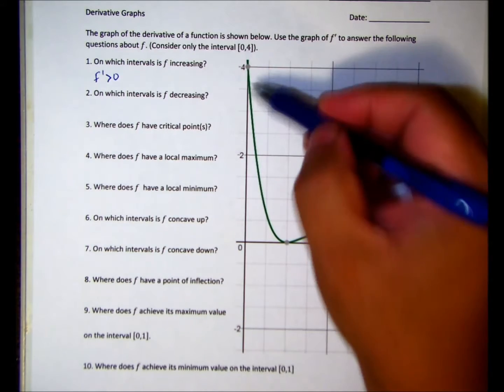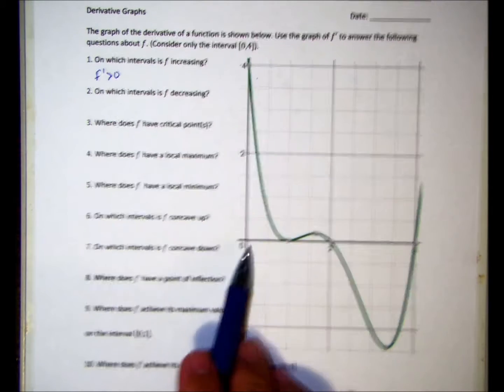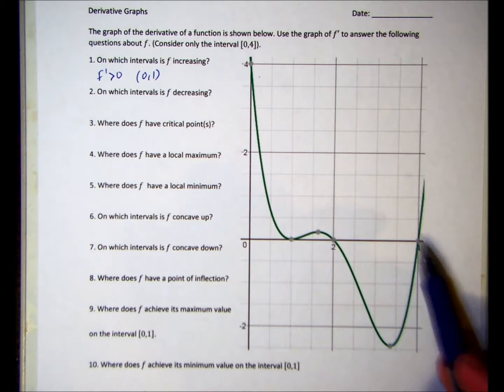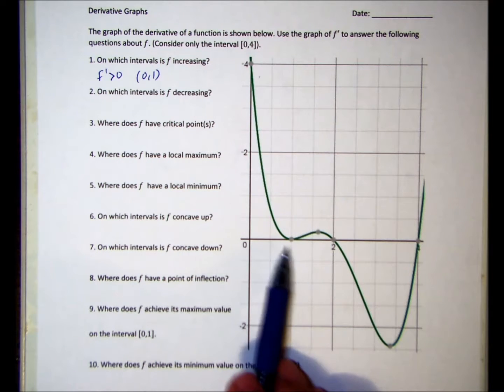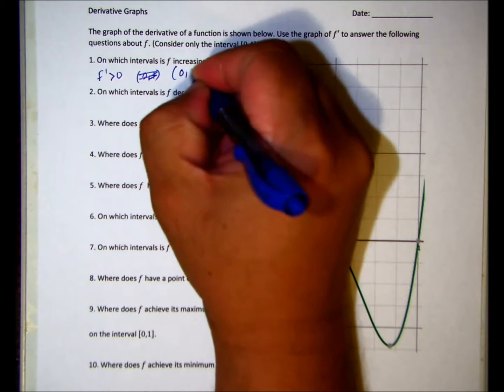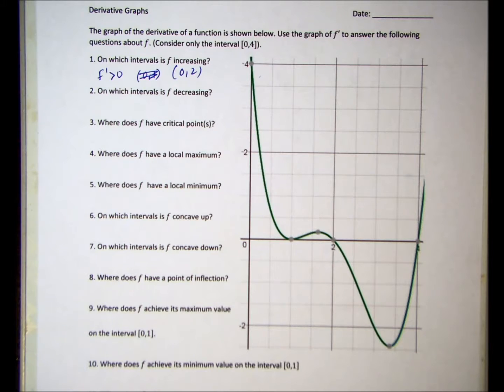So here, it's positive from 0 to 1, right? These are half units, so 0 to 1. And it's also positive from 1 to 2. So I guess we should just say 0 to 2. The fact that it hits 0 here is of no consequence.